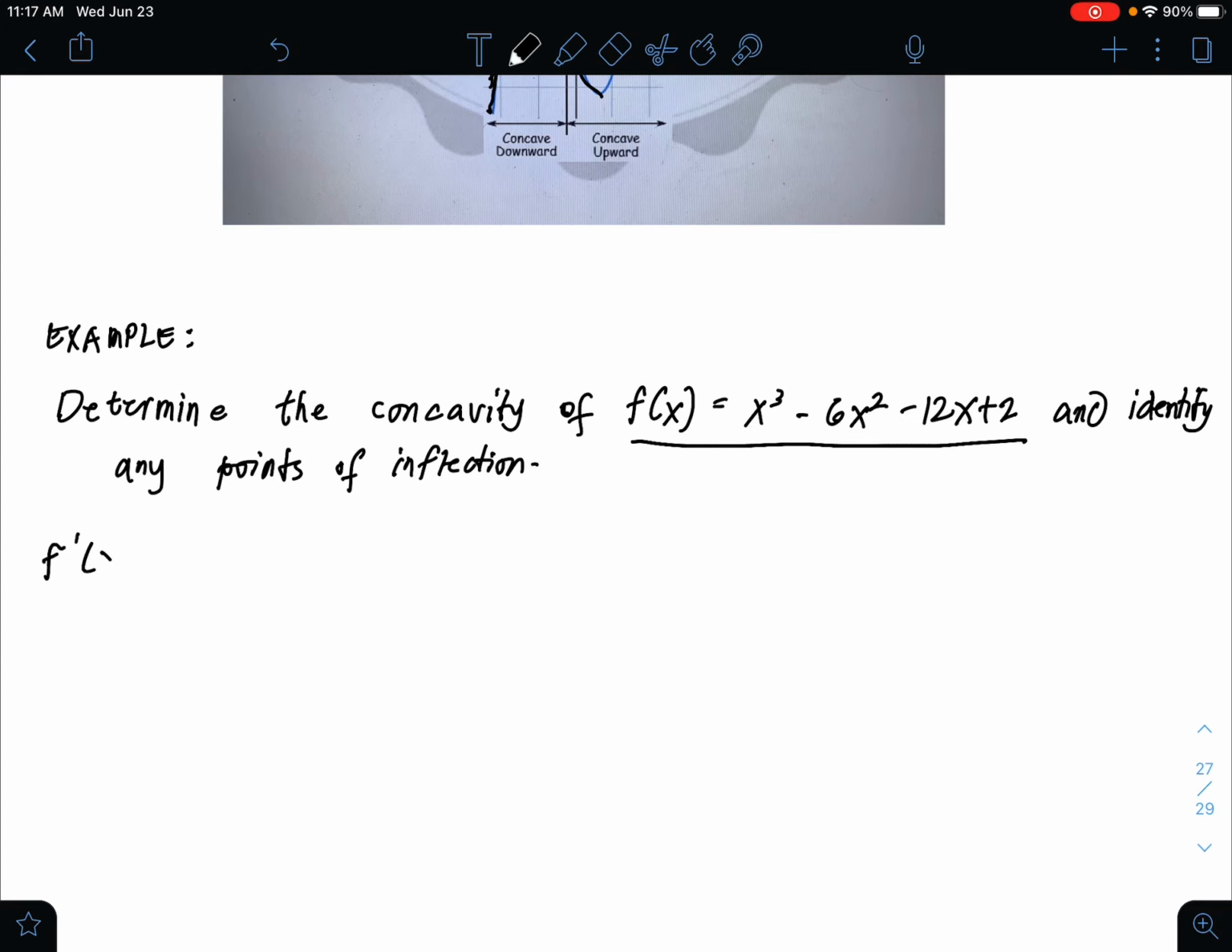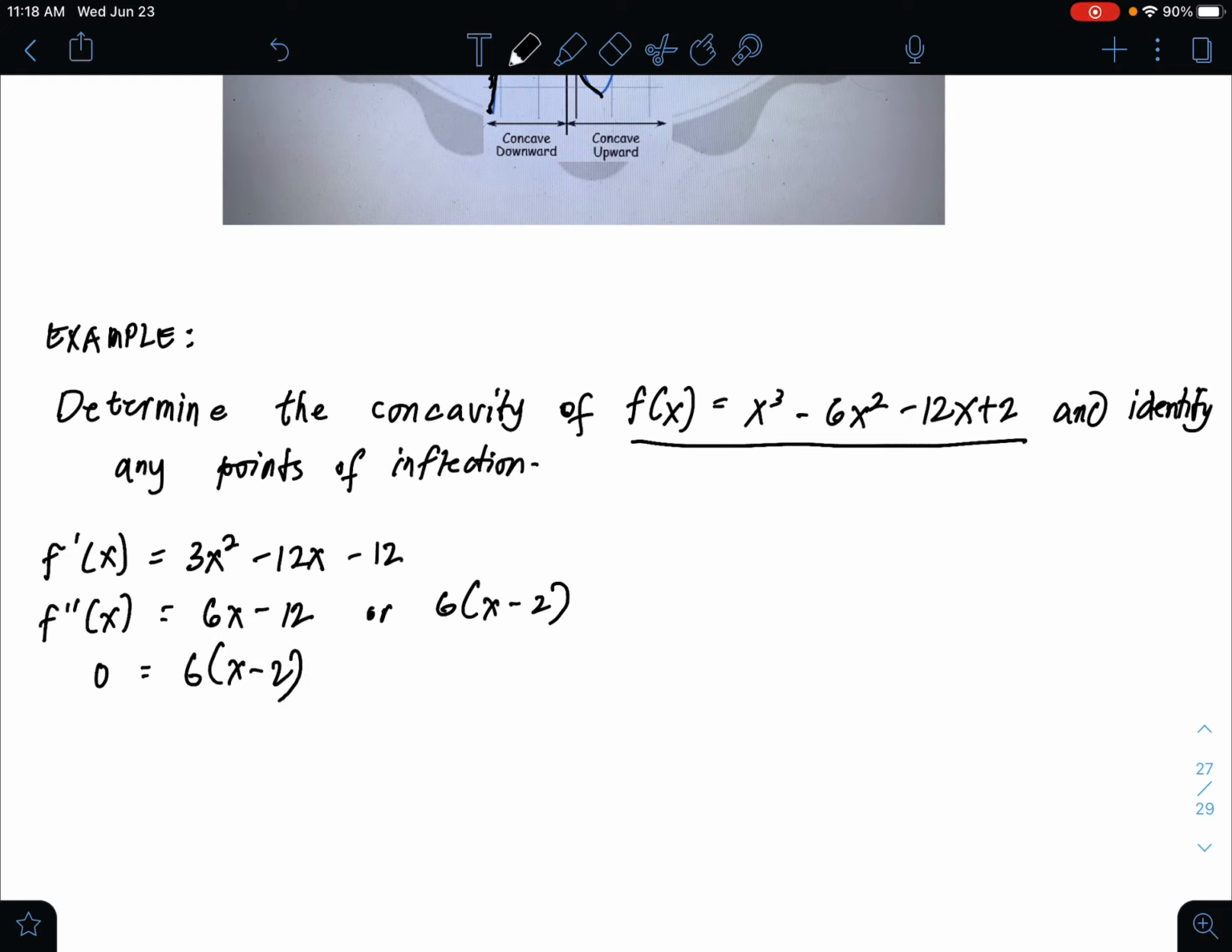So now we have f prime of x is equal to 3x squared minus 12x minus 12. Okay, then f double prime of x is 6x minus 12, or you can have this as 6 times x minus 2. Therefore, we can equate that one into 0, so you have the value of x as x is equal to 2.